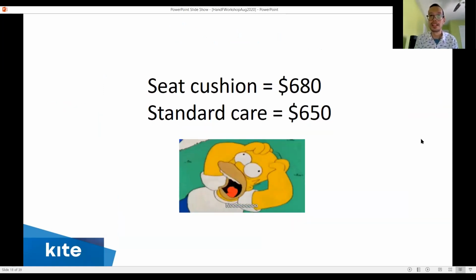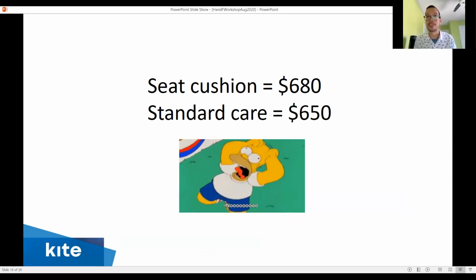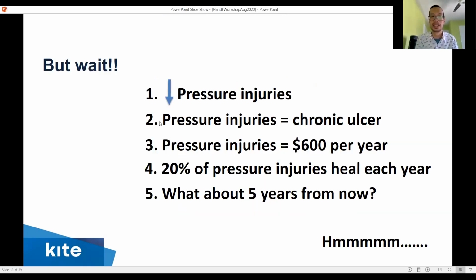So we have the seat cushion, which is 680, and we have standard care, which is 650, meaning that in the short term anyways, the seat cushion is going to cost more than standard care if we are taking a look at the cost. So, a good argument so far.